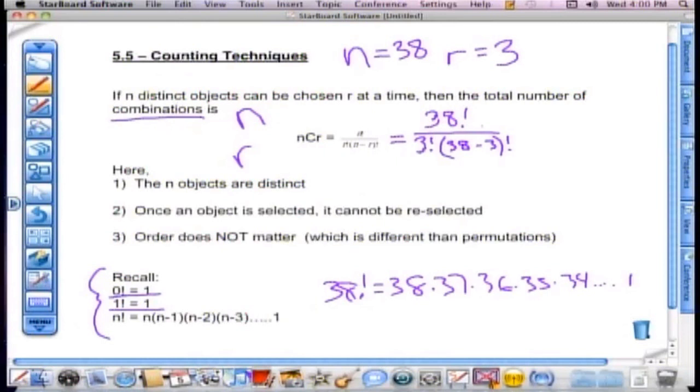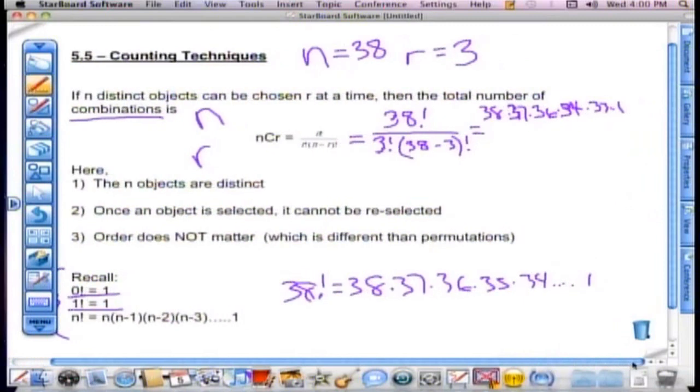Okay. So 38 factorial is going to be 38 times 37 times 36 times 35 times 34, that's a 4, times 33 all the way down to 1. Oh, I got some more room over here. Let me fix this.